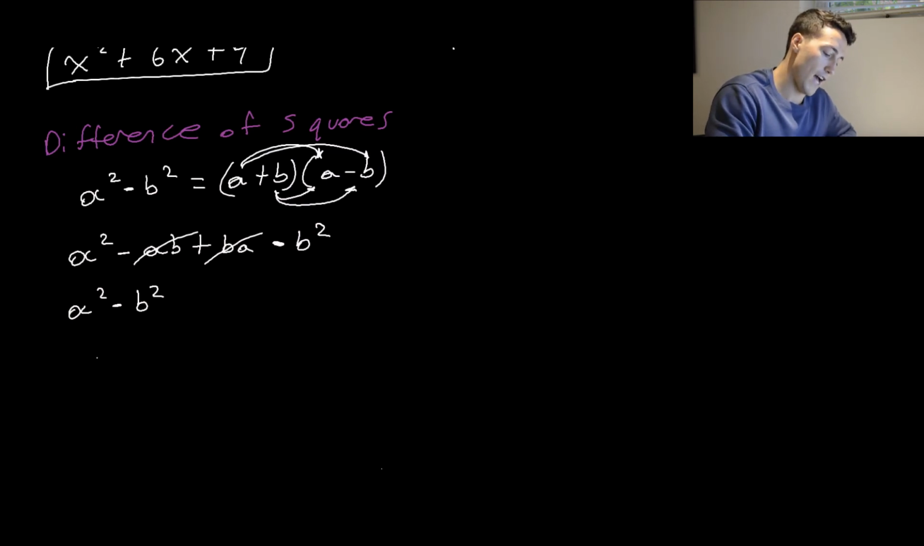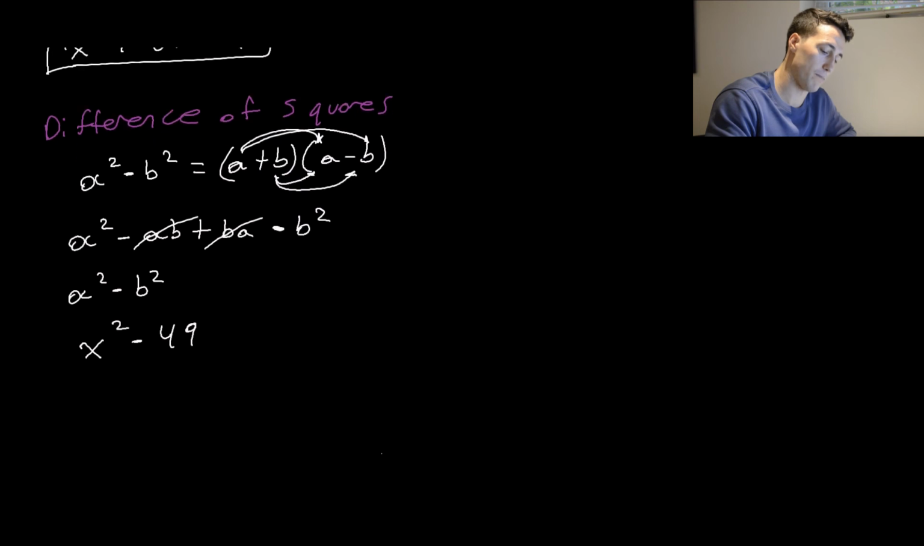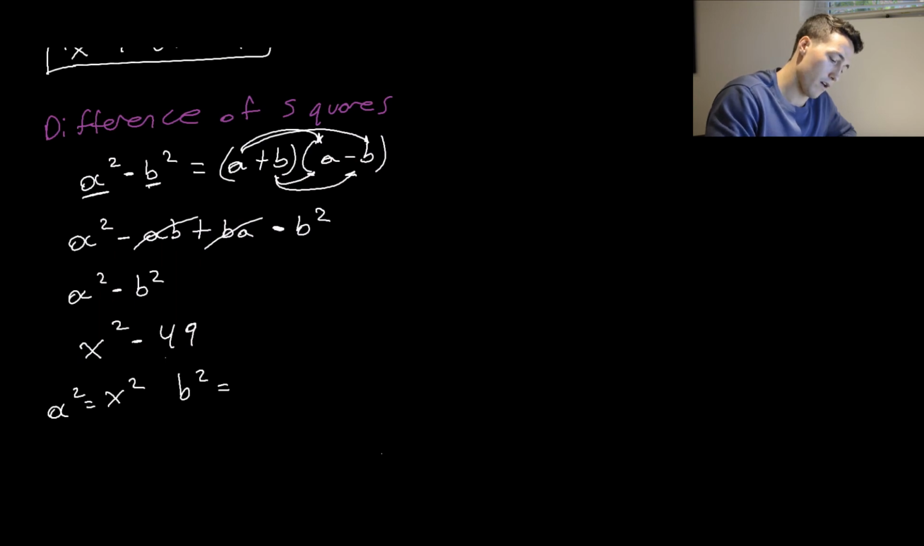So now, if we were to look at a problem where we had x squared minus 49, we're going to see if this pattern works. And this pattern is a little bit quicker than the other ones. Let's just say our a squared term, which is right here, is equal to our x squared. And again, we'll check our b squared term, and that's just going to equal our 49 here.